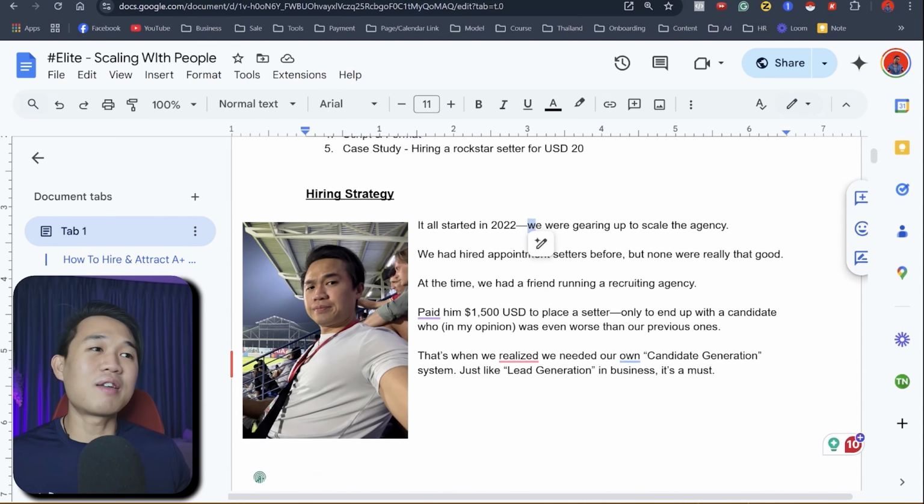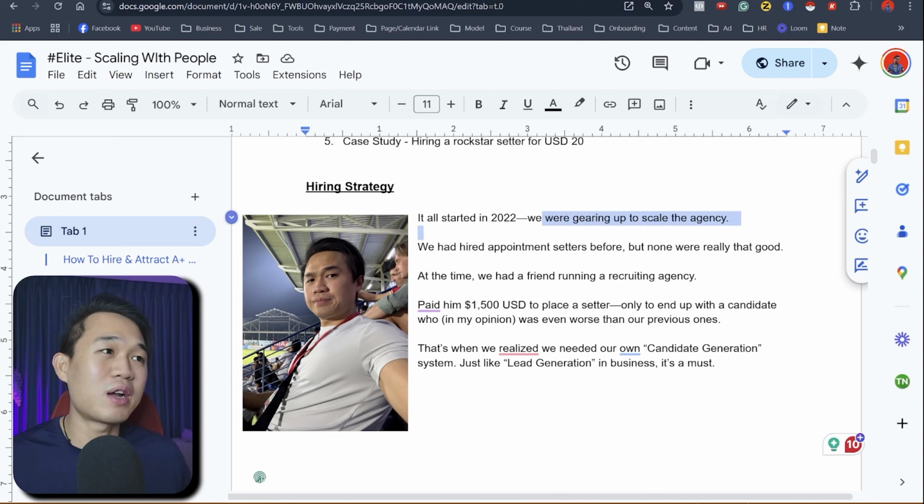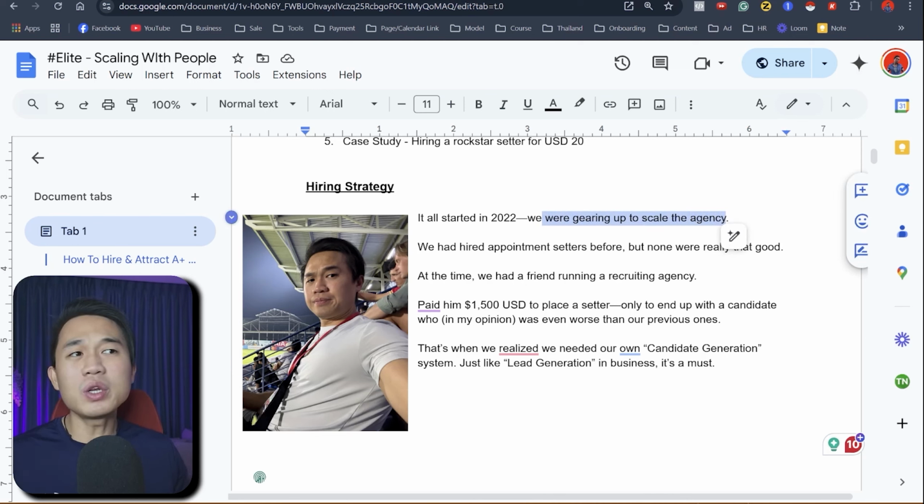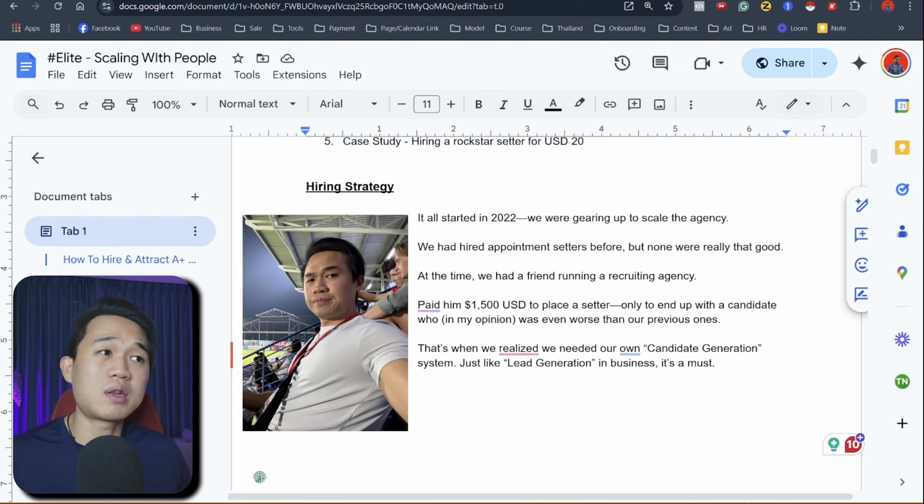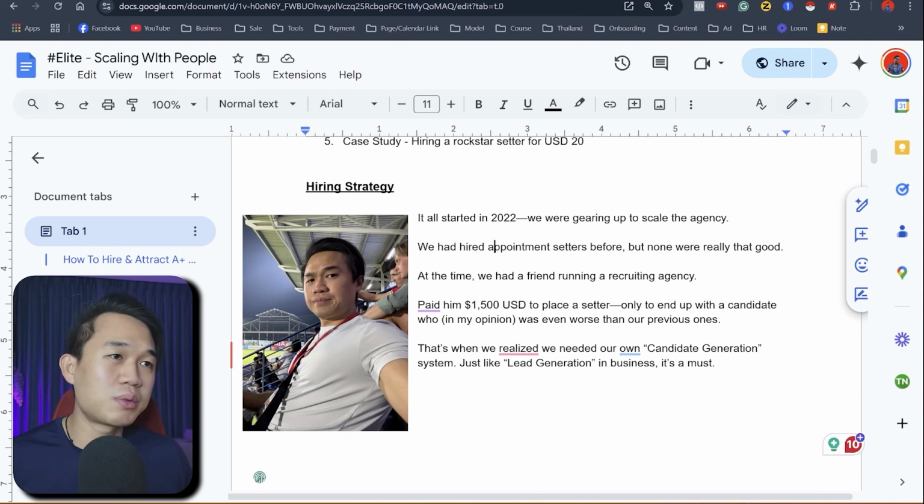And this all started from a story back in 2022, when we were just gearing up to scale our agency, right? We knew we had to hire a Rockstar appointment setter, and we had hired appointment setters before, but none of them were really that great. I'm sure you know what I mean. They're really just average people.